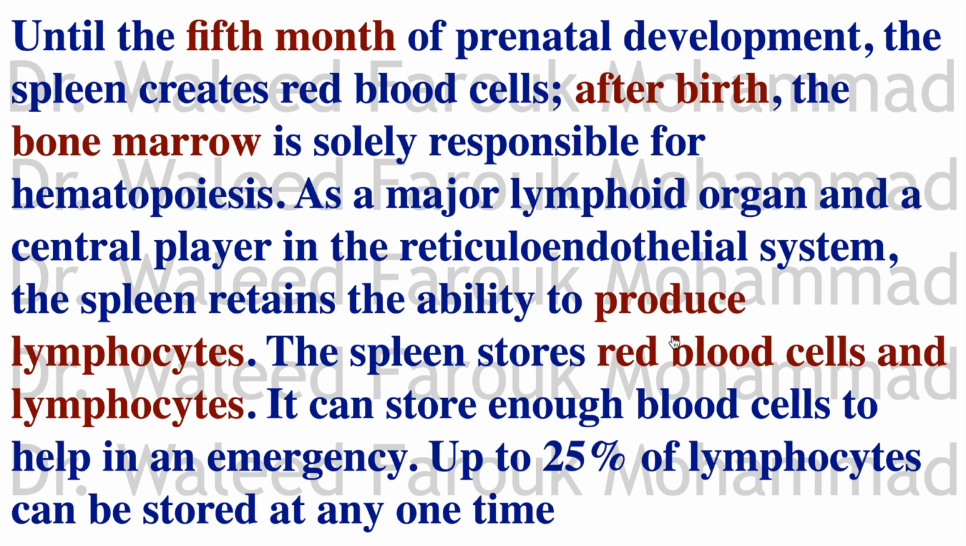Until the 5th month of prenatal development, the spleen creates red blood cells. It's responsible for hematopoiesis. After birth, the bone marrow takes over and the spleen stops its responsibility in hematopoiesis.